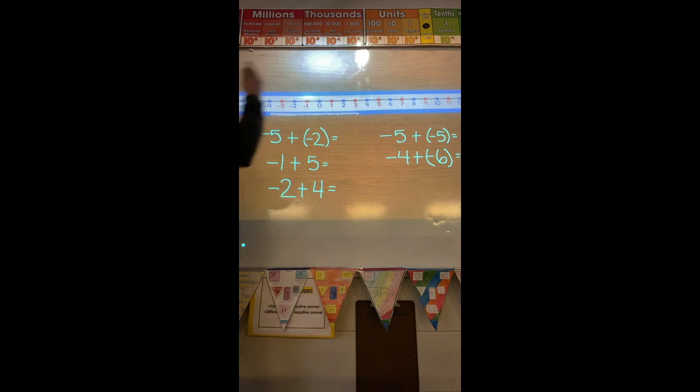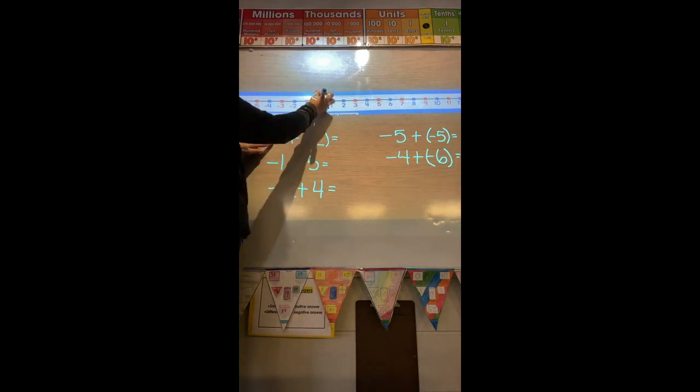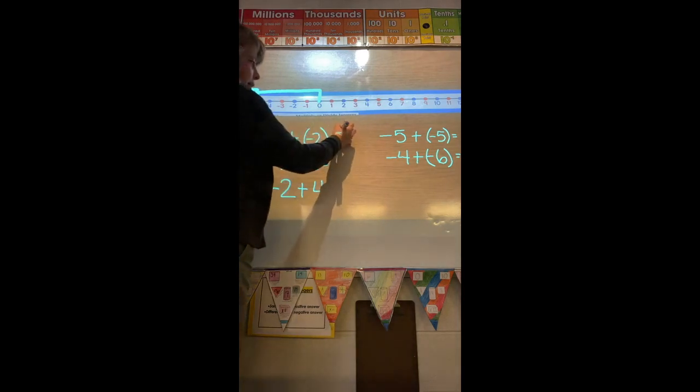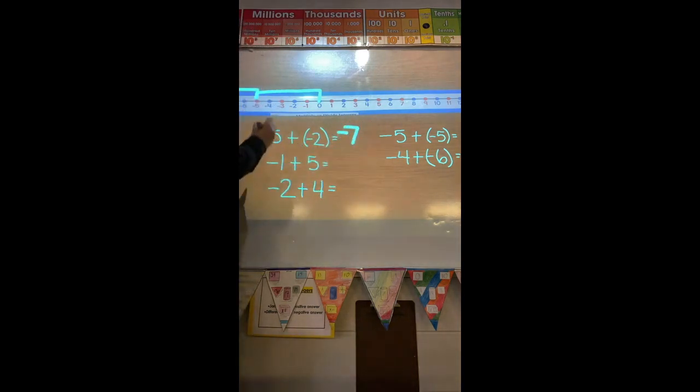So the first one, I'm going to start at 0, and I need to go in the negative direction 5 places. So I went up and over to negative 5. Now I want to turn around and add a negative 2. So if I stopped here, and now I want to go 2 more spots to the negative, I go 2 more spots and I end up right here. So 5 negatives plus 2 more negatives equals negative 7.